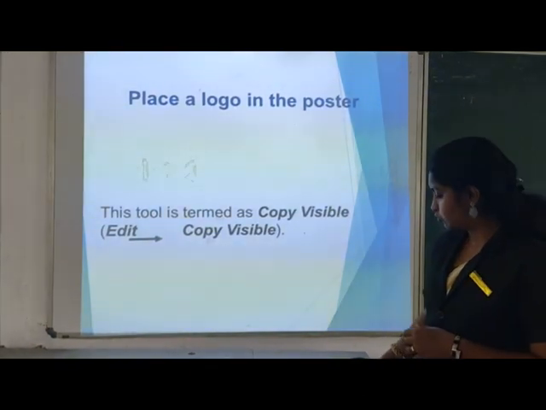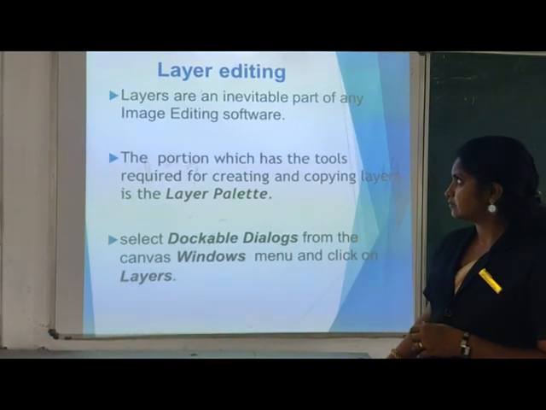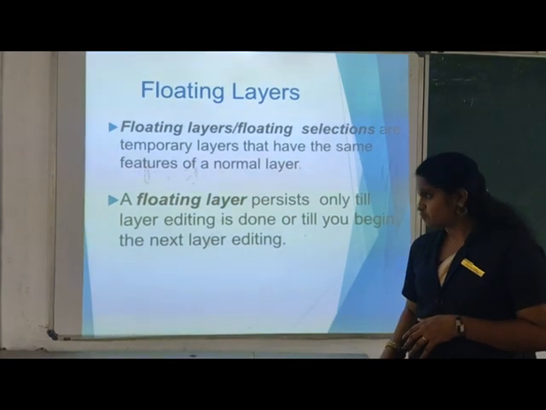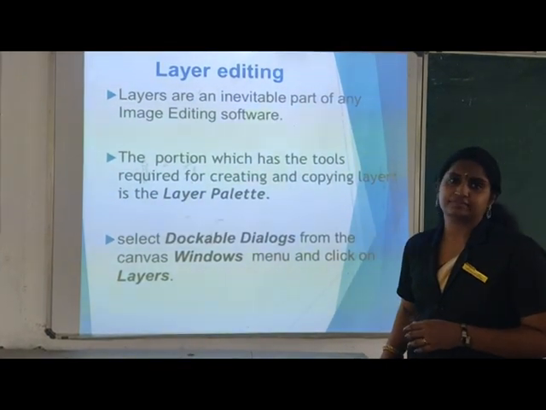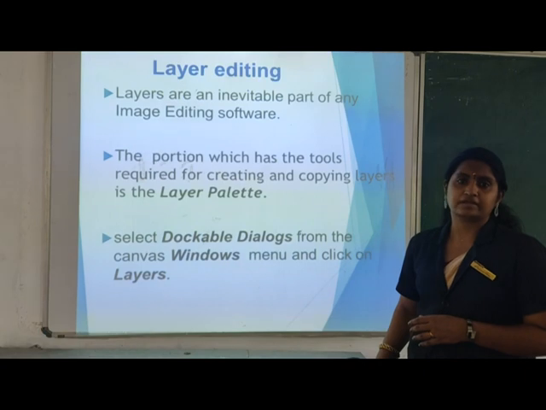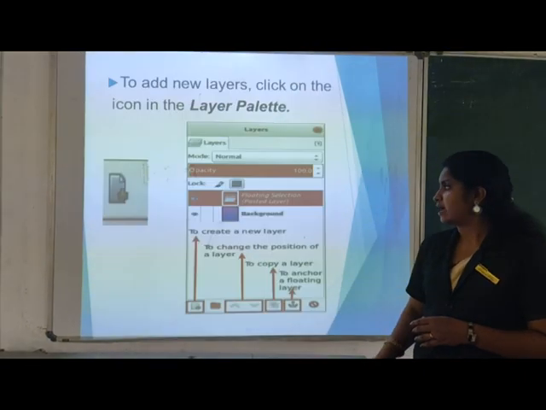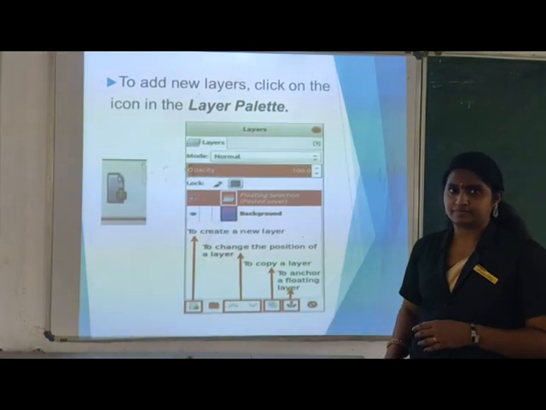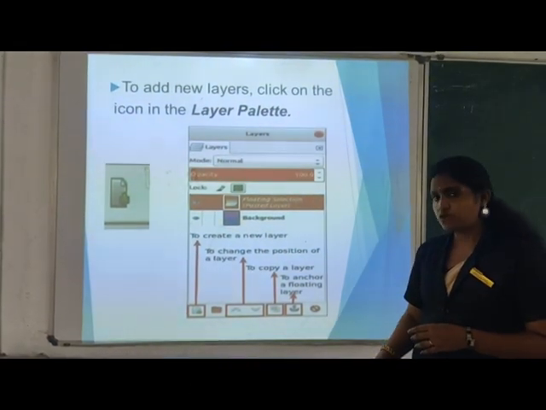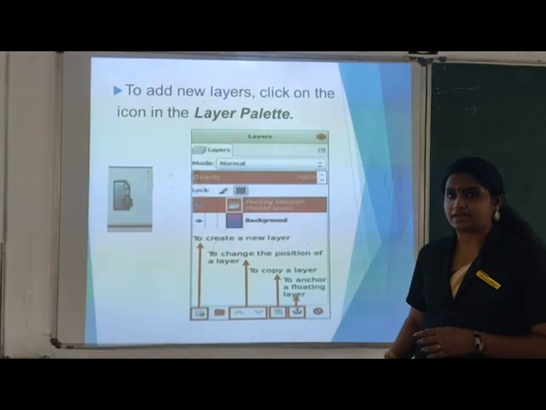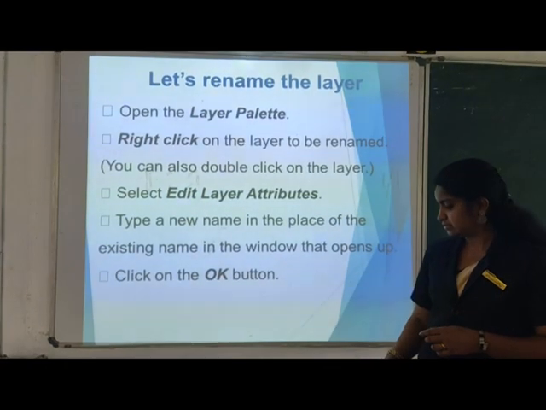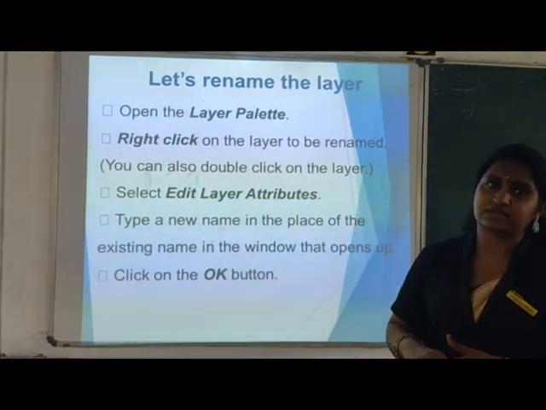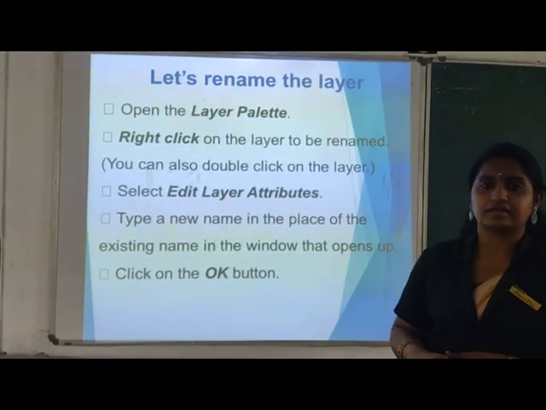So these are the contents we have to study in this section: how to fix a floating layer, what the properties of a layer in the layer palette in GIMP are, and what the contents in a layer palette are. It is used for copying your images into a canvas. And next is renaming the layer. If you want to identify each image, you can rename the layer.